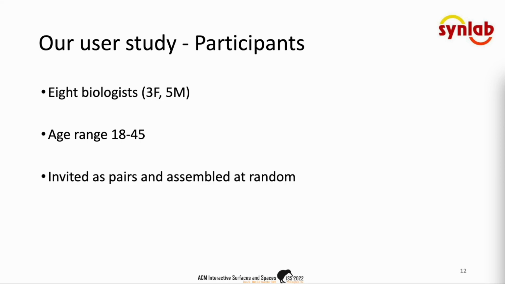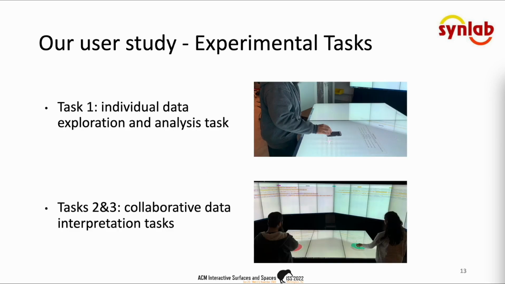We recruited participants with a biology background and baseline familiarity with molecular and cell biology principles so that they had the necessary domain knowledge to understand the data and tasks. Eight biologists, three female and five male, all aged 18 to 45, participated in the study. They were invited to come in randomly assigned pairs as the study involved both individual and collaborative tasks.